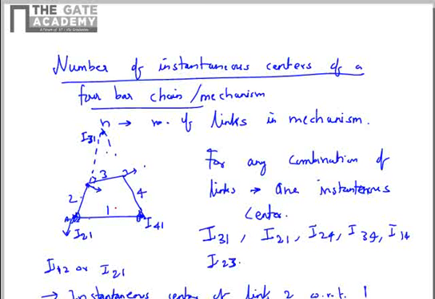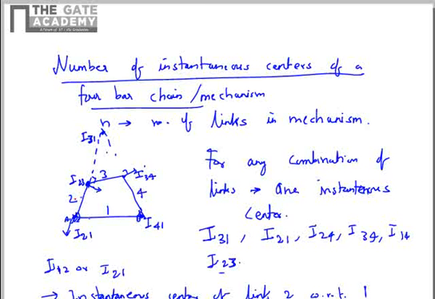And then whatever we are left with, I32 or I23, let's say. That is the instantaneous center of 3 with respect to link 2. So this will be the point where 3 will rotate with respect to 2. This is I23. Similarly, this will be I34, where link 4 will rotate with respect to 3, or 3 will rotate with respect to 4.